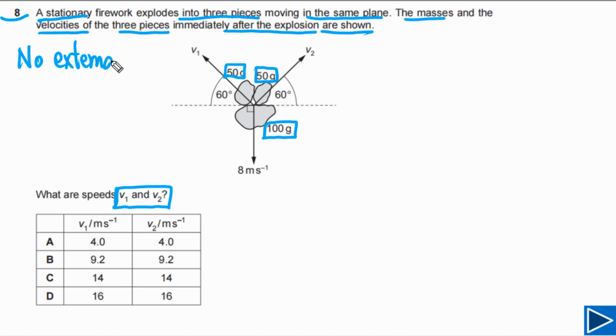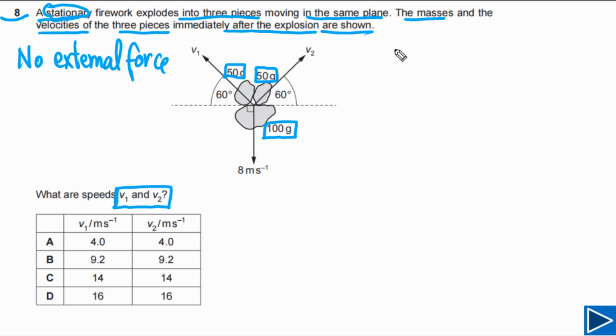As there is no external force acting on the system, we can use the law of conservation of momentum. And this momentum is in two directions, so we have to consider momentum in two dimensions to calculate v1 and v2.